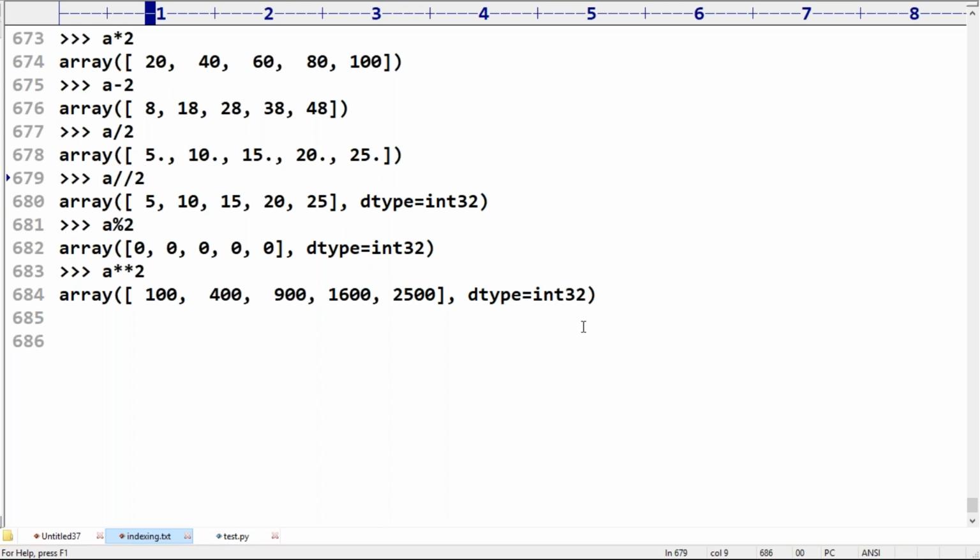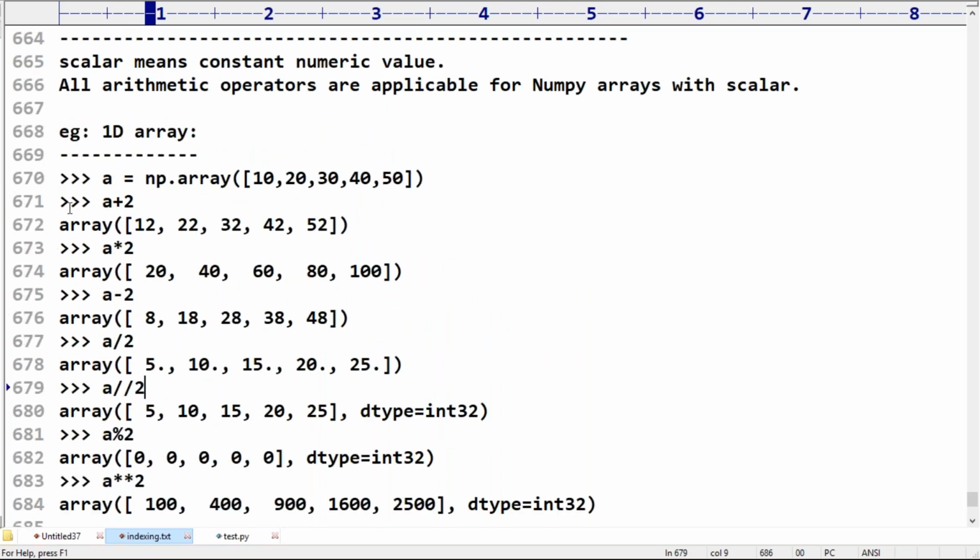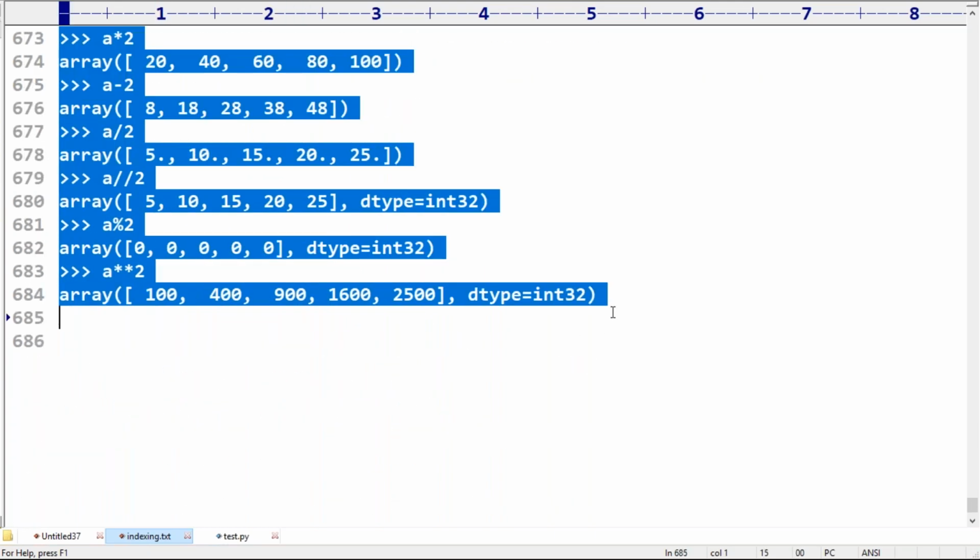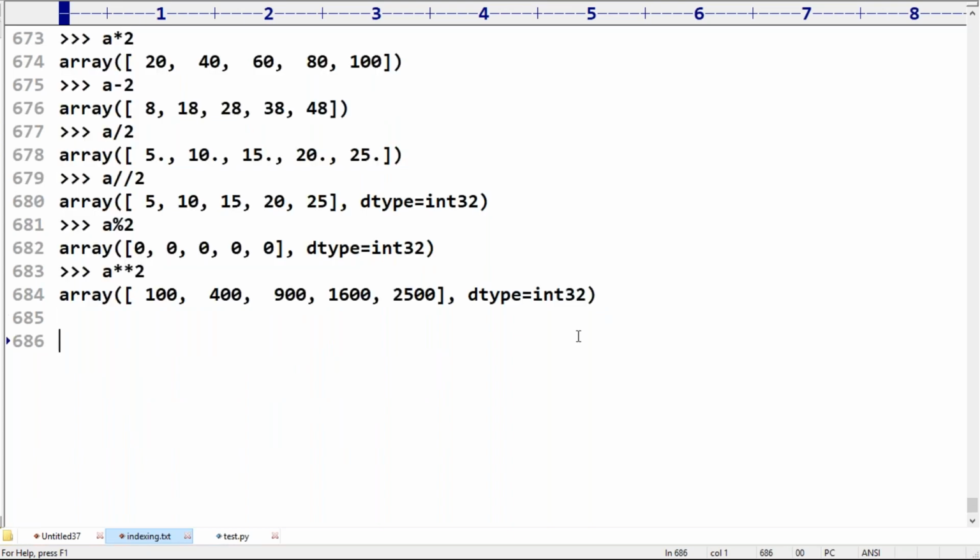Okay, next, how to perform operations on a specific element? You can do that. These operations are applicable on the array directly, and if we can perform operations like this, you can also do the operations on specific elements, no problem at all. You know, right? A of 0 divided by 2, A of 0 into 2.